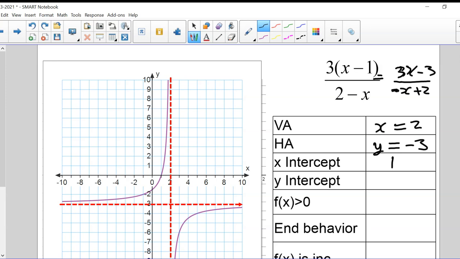Yeah, you'd get 0, right? And so really just focus on the numerator. Set the numerator equal to 0. There's your x-intercept. Okay, and you can see very clearly from my graph that it does cross. I didn't circle it very well. Let me try that again. It does cross the x-axis at 1.